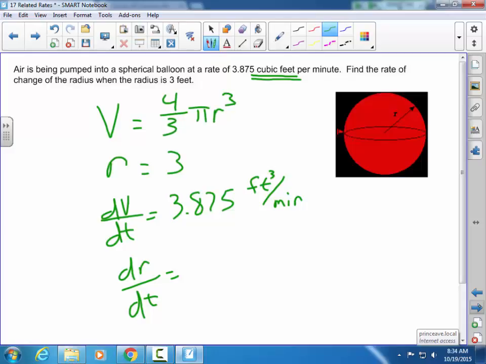Very good. I don't know when I've had anybody who knew the 4/3 part. No. Well, she got it without it over there. Kudos to you. 4/3 pi r cubed. All right?